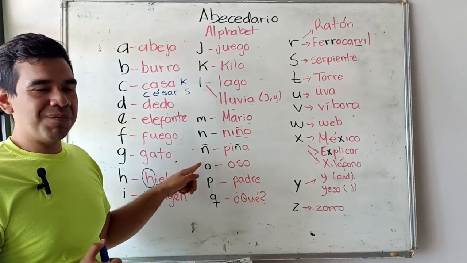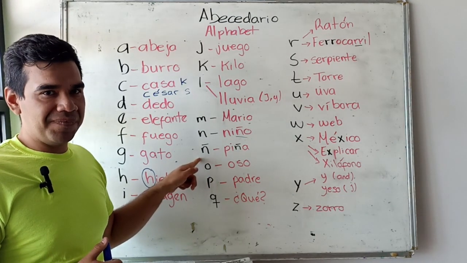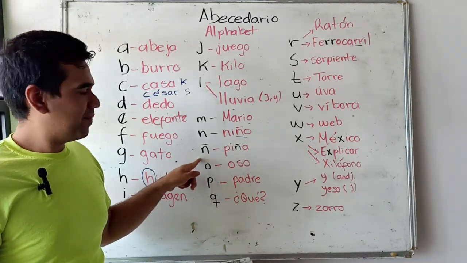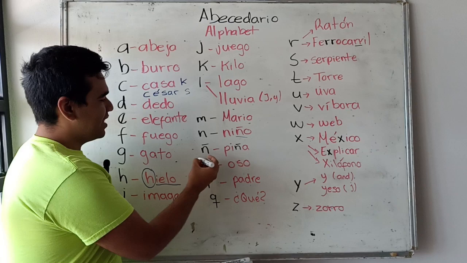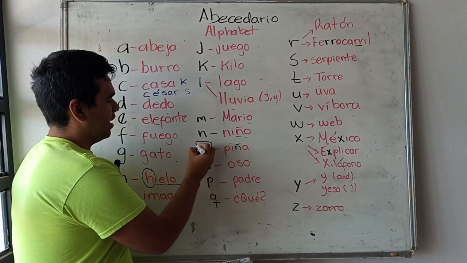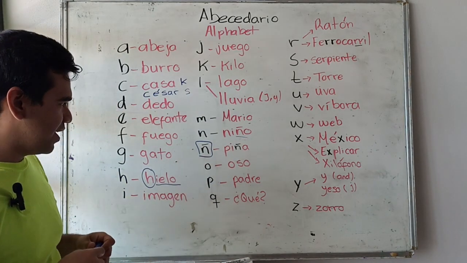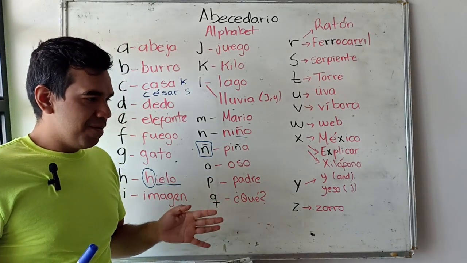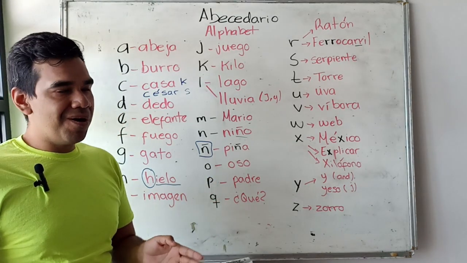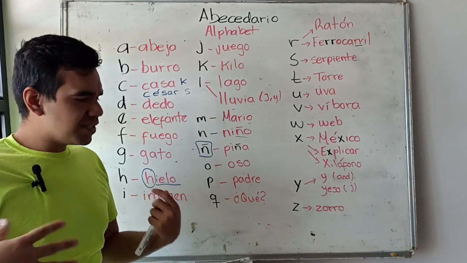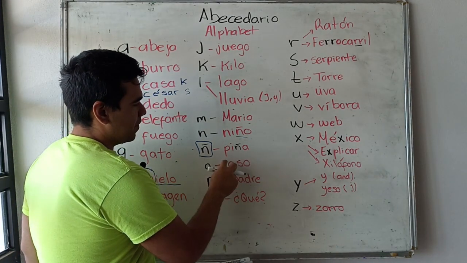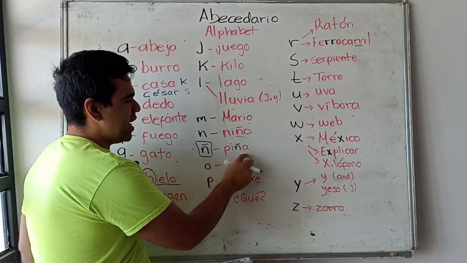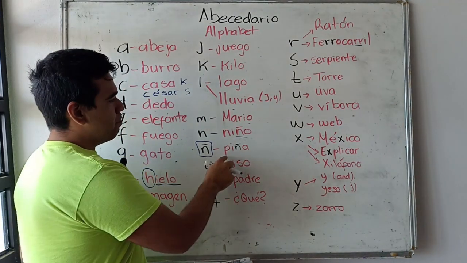So let's go for the next one. Ñ. So this is really important because this word, you're gonna find it a lot of times. So you cannot just avoid it. No, you have to learn it. You can start by saying, for instance, here, piña, pineapple.